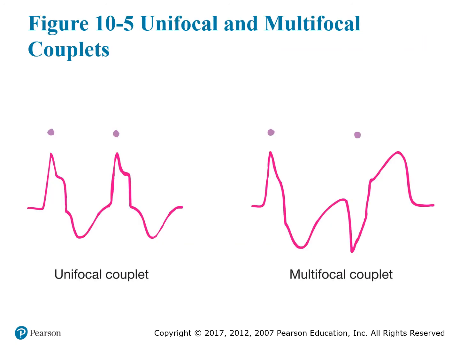On figure 10.5, we have two different examples. One is a unifocal couplet. The other one is a multifocal couplet. As you can see, in the unifocal couplet, the PVCs appear back to back. That's what makes it a couplet. Couplet, couple. They're both in the upward deflection. The second one shows a multifocal couplet, which means two PVCs back to back, but one is in the upward deflection and one is in the negative deflection.